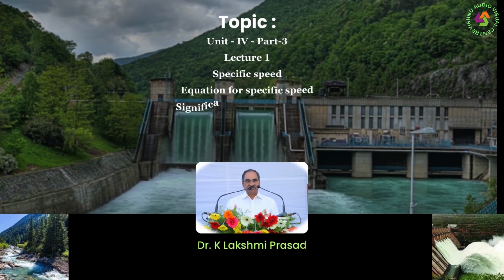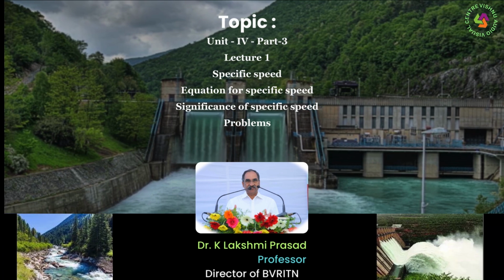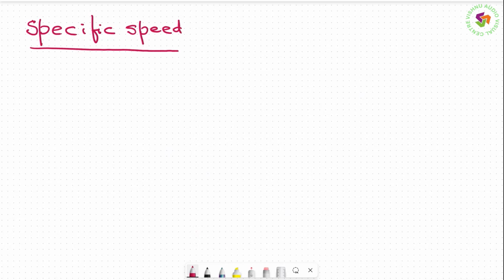So today we are discussing part 3 of hydraulic turbines. In this, the first topic is the most important concept of hydraulic turbines, which is specific speed. This is one way of selection of turbines. So we focus on the specific speed of turbines in today's class. Very important in the sense that the classification of turbines depends on that. Apart from that, the selection of turbines also depends on that.